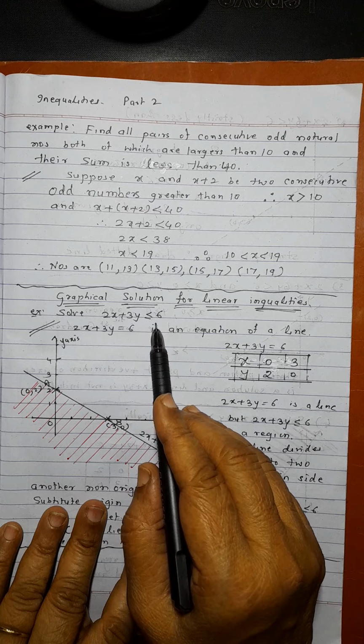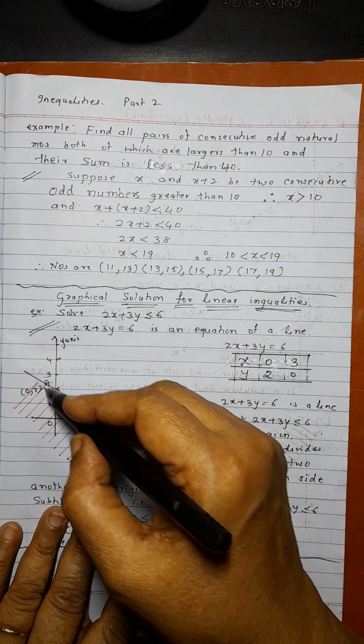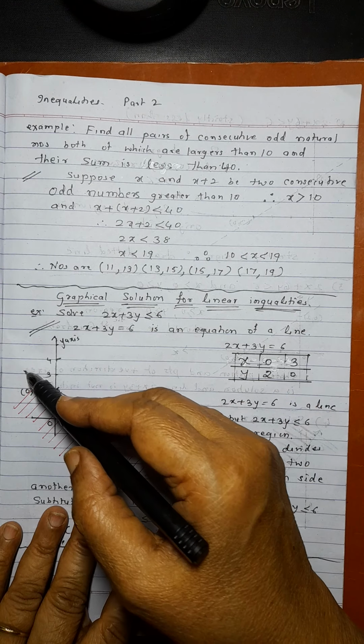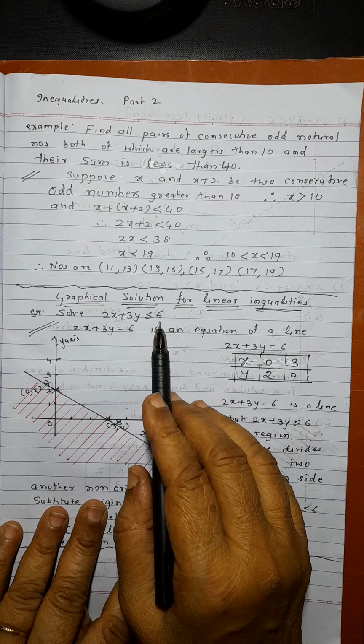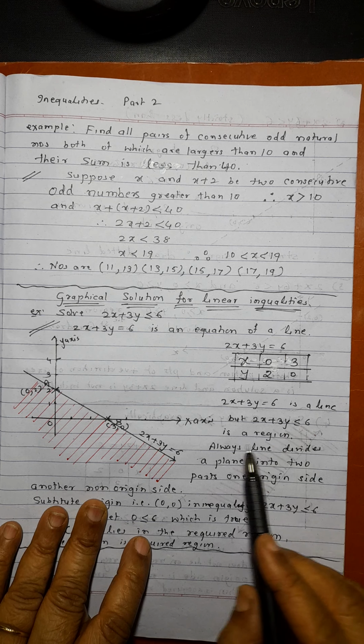And because the equals to sign is there, you will have to draw a complete line. Otherwise, we draw a dotted line. If the less than sign is there strictly, then we draw a dotted line. Now, which side we want? Less than or equals to means it will be a region. So this is a line, but this is a region.